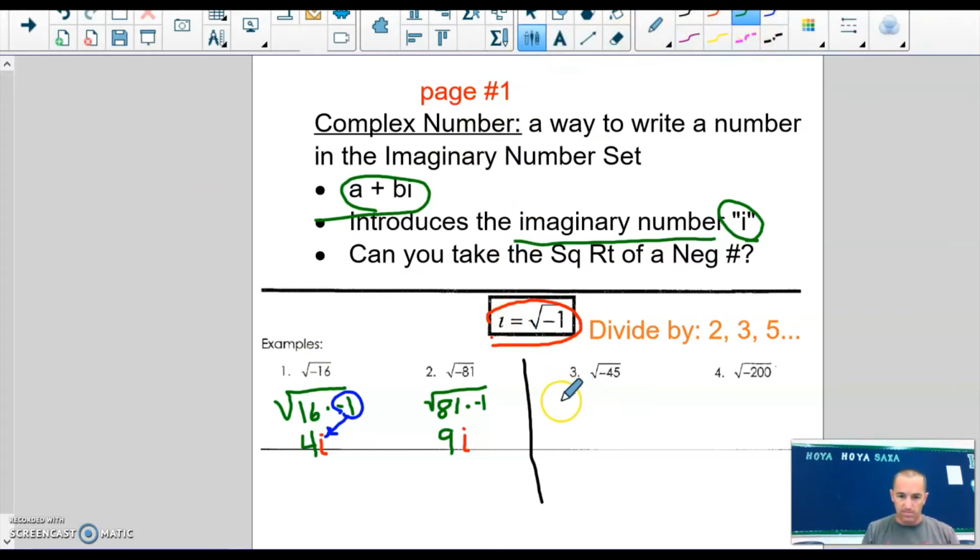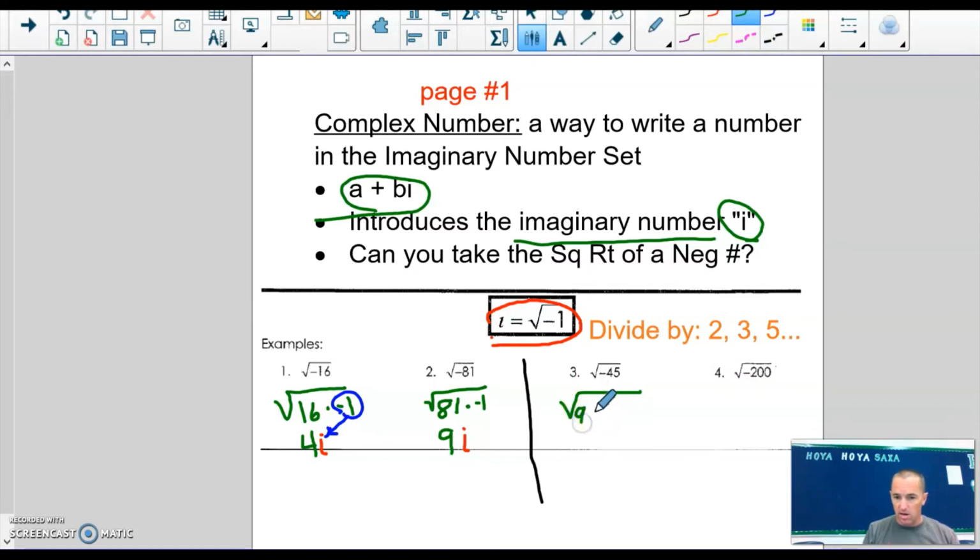Okay, so let's break apart 45. All right, 45 divided by 2. Does anybody know if 45 is divisible by 2? It is, but it gives you a decimal, so we're not interested in that. So 2 is not a good value there. 45 divided by 3. 45 divided by 3 is 9. 9 happens to be a perfect square.